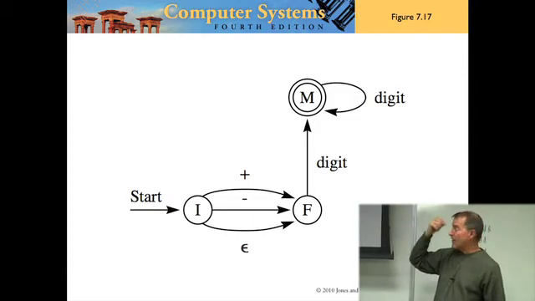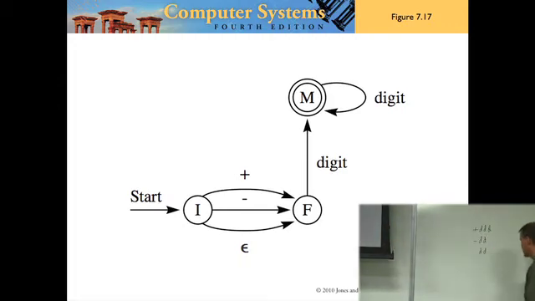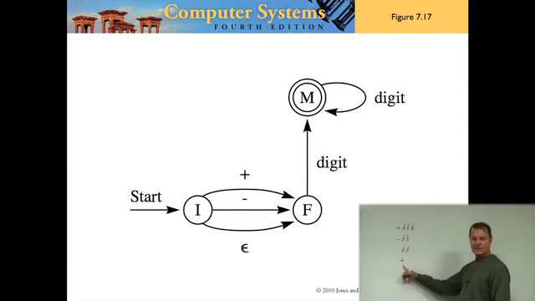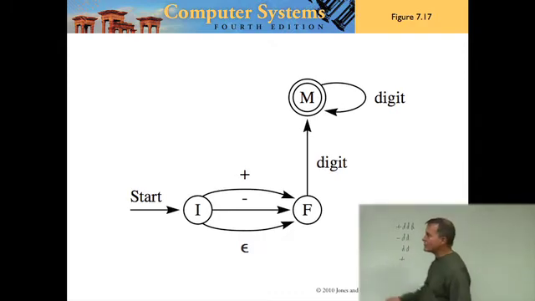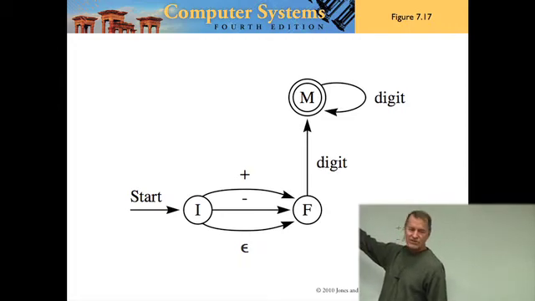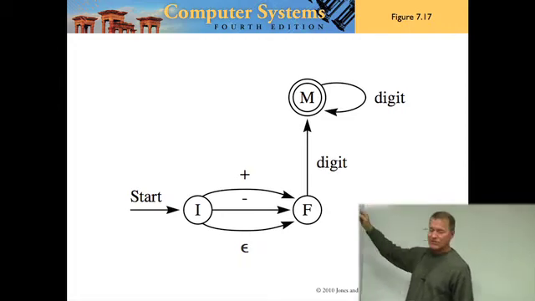And then once we are in F, what do we have to have? At least one digit. So in other words, this is not a valid signed integer. We have to have at least one digit. So that's the transition from F to M on digit. And then we can have any number of digits after that, so we have digit, digit, digit on M.